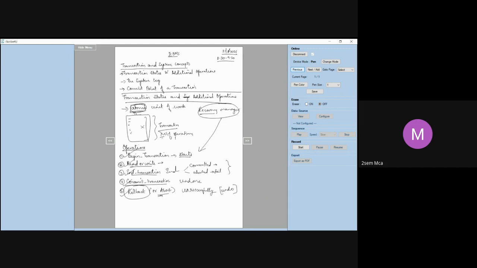So we discussed transaction states and additional properties. We discussed the system log. The third point is the commit point of a transaction. Let's move to that.